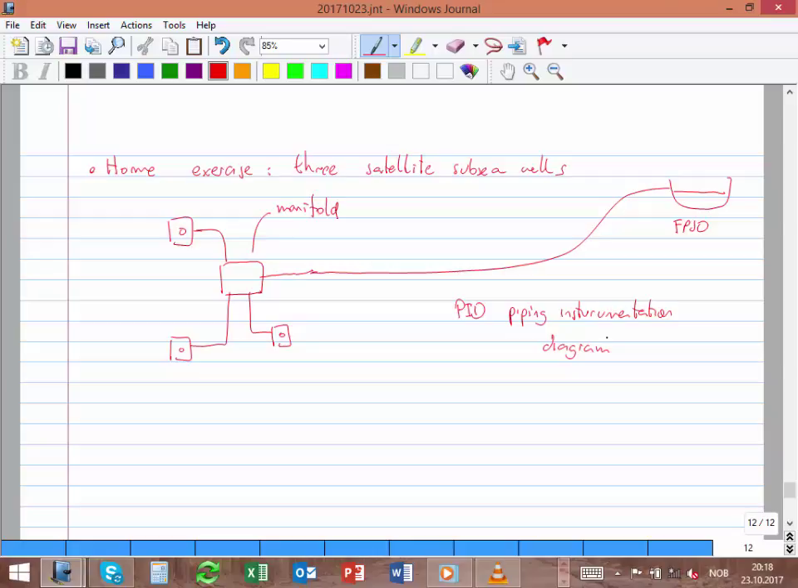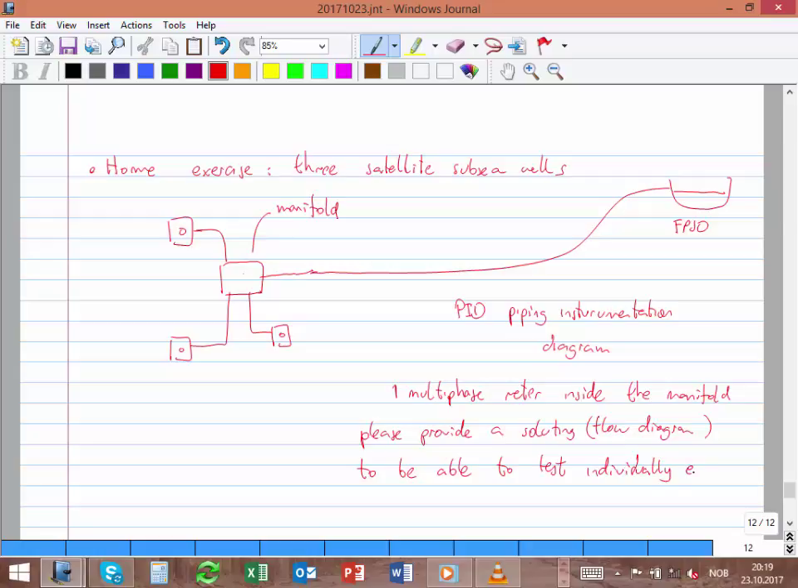if I have one multiphase meter, a meter that magically can measure the rates without separating, if I have one multiphase meter in this manifold, what arrangement should I have inside the manifold? Your question is, please provide a solution, and the solution is a flow diagram, to be able to test individually each well.